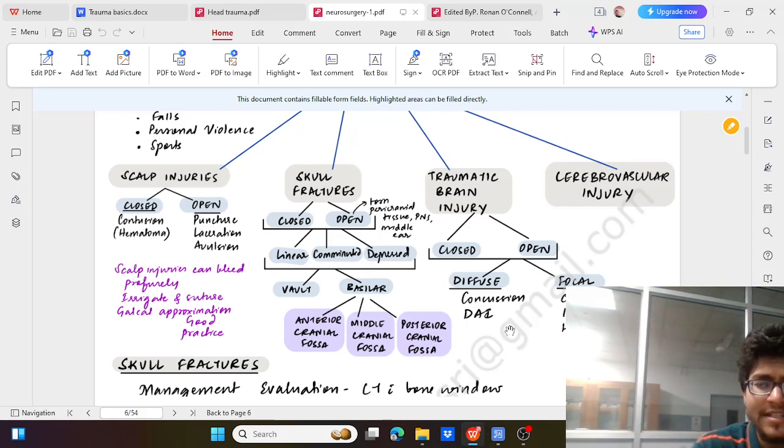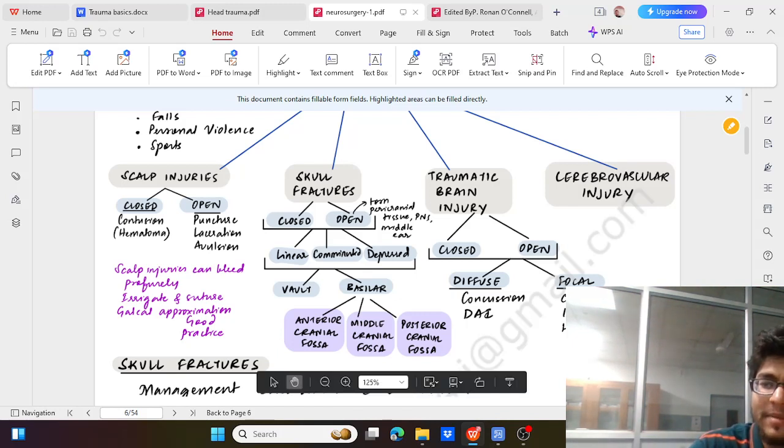So concussion is the simplest form of head injury, we can say, where there is no anatomical damage, just a sudden jerk to the head. Then we have diffuse axonal injury, which is diffuse and is very bad because it has a very poor prognosis and can lead the patient to coma or a vegetative state. Then we have focal traumatic brain injury, which could be contusion, laceration or hematoma in the brain.